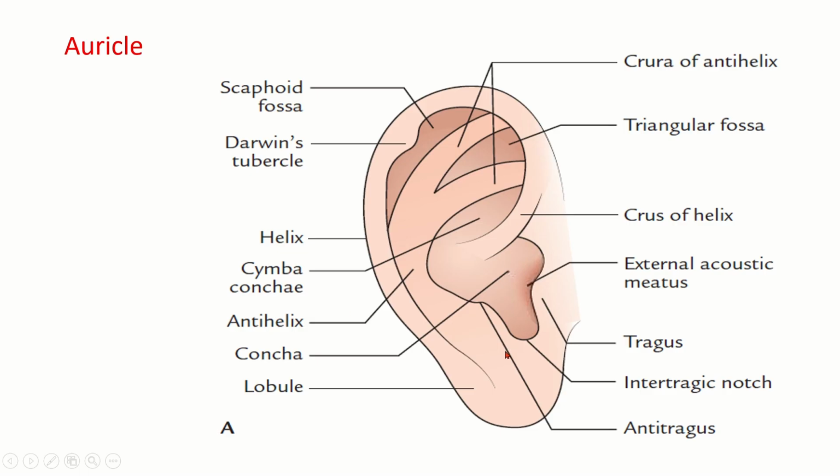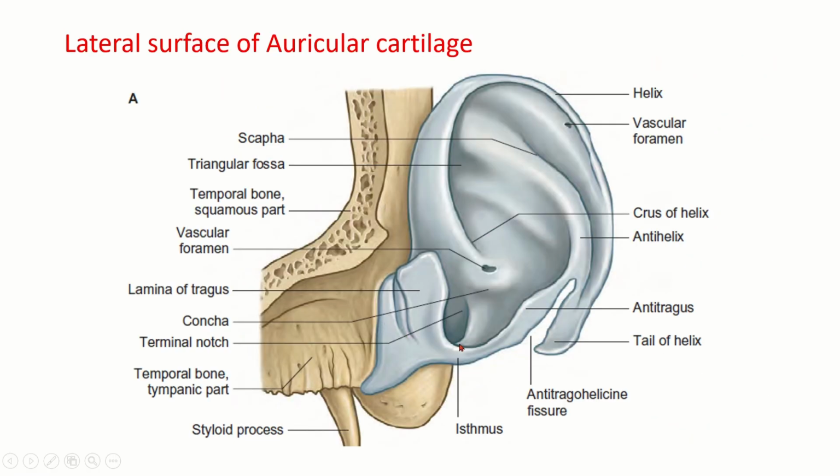So when we are understanding the arterial supply, nerve supply, venous drainage, all those things, we deal in two parts, that is the lateral surface and cranial surface. You can see here, this is the piece of the cartilage of the auricle. You can see this is continuous with the cartilaginous part of the auditory tube. Cartilaginous part of the auditory tube.